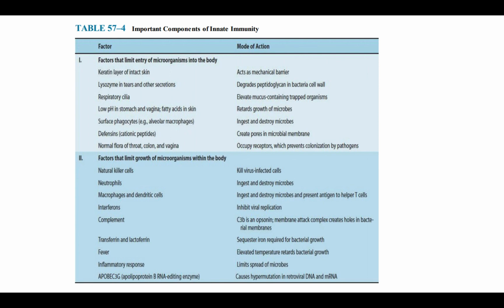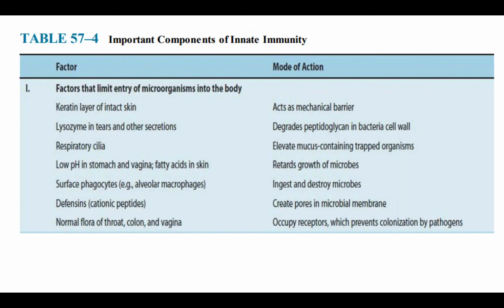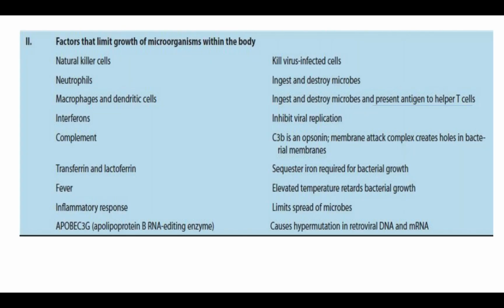Inflammatory response to limit the infection, and then apolipoprotein B RNA editing enzyme, they cause hypermutation in viral DNA and mRNA and then make more errors for them and try to destroy them this way. All of these are part of your innate system. Important components we talked about here. So this is the same table, I just split it in half.